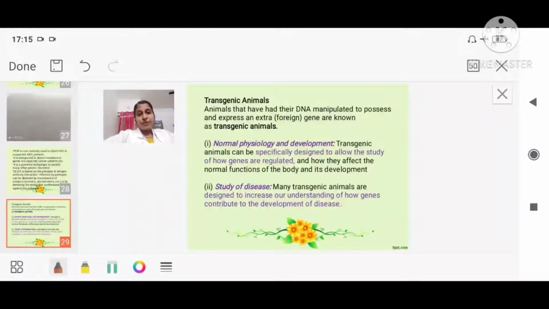So today we are going to learn about yet another interesting topic, transgenic animals. So the topic that will be covered today is transgenic animal. So what do you mean by the term transgenic animals? As the name suggests, I am transferring a gene into an animal which normally it was not having.